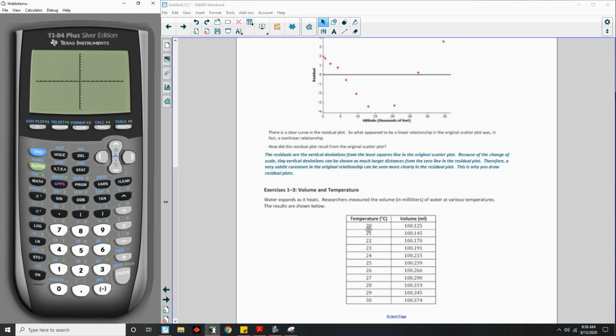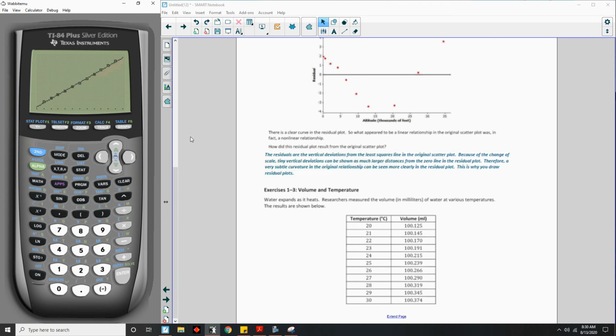Our data starts at, our X starts at 20. This is only going to 10. 20 is way over here. We have to adjust our window. To do that, you press zoom and number 9 for stats. So there's our data. It looks like a really nice straight line. There's the best fit line going through it.